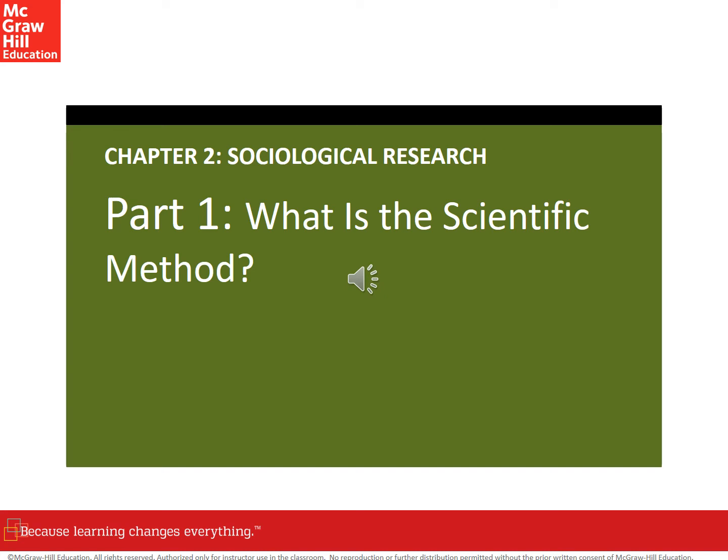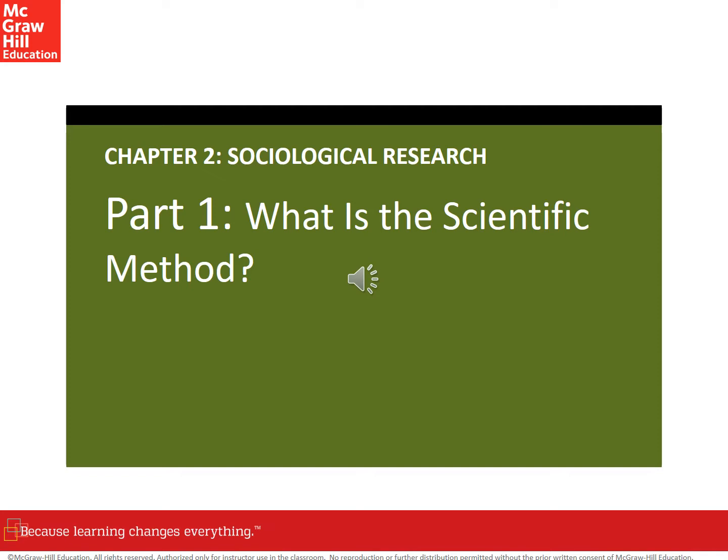In this chapter, we're going to look at the scientific method. Sociologists have a commitment to the use of the scientific method in their research, although some are weaker than others, of course, in this area, just like in other professions.